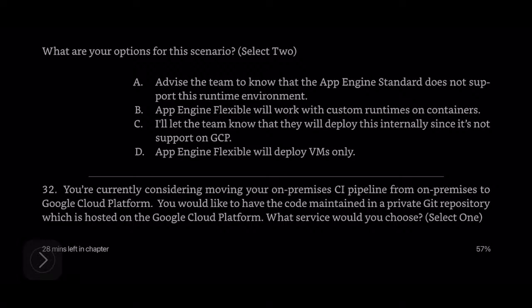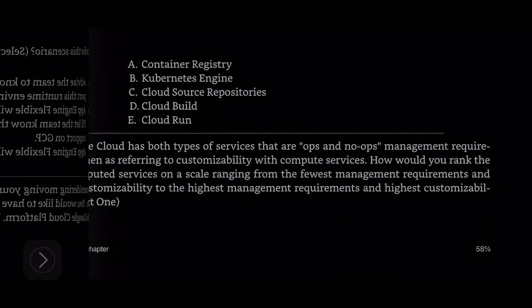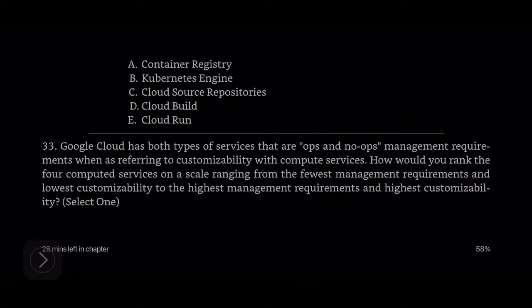32. You're currently considering moving your on-premises CI pipeline to Google Cloud Platform. You would like to have the code maintained in a private Git repository which is hosted on the Google Cloud Platform. What service would you choose? Select 1. Container Registry, Kubernetes Engine, Cloud Source Repositories, Cloud Build, Cloud Run.